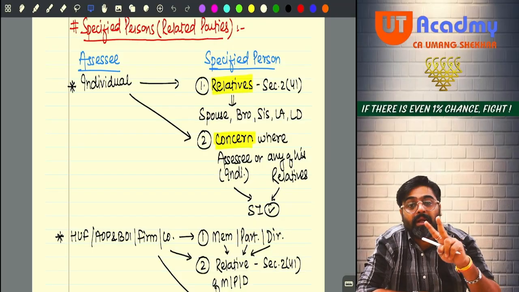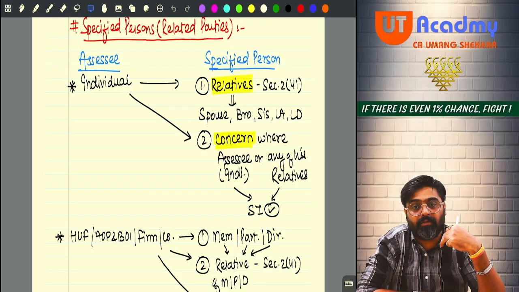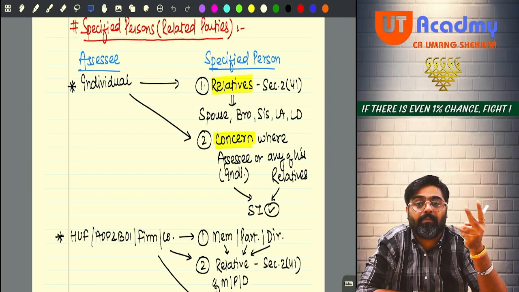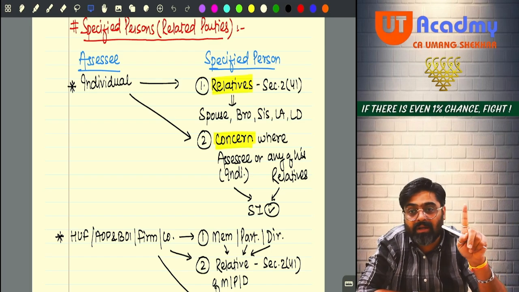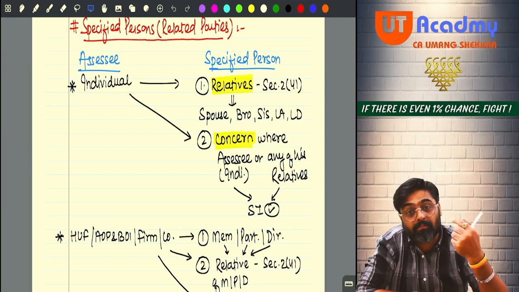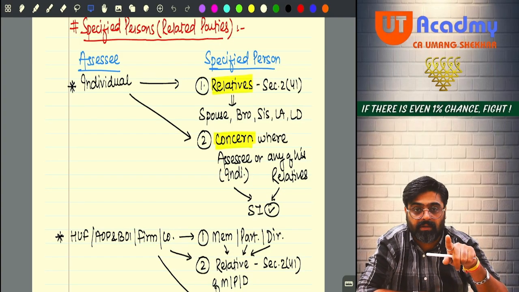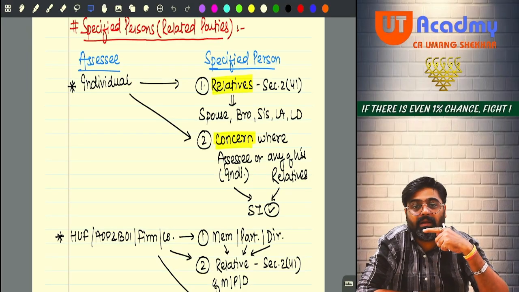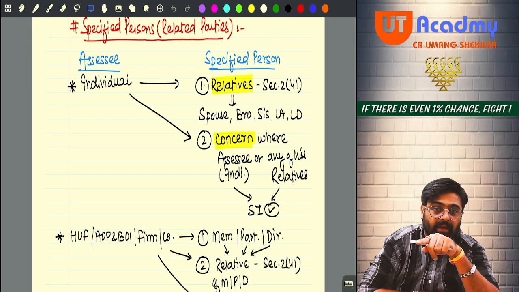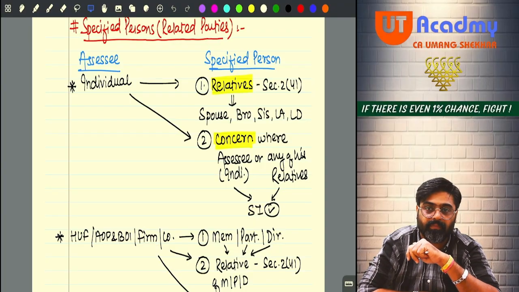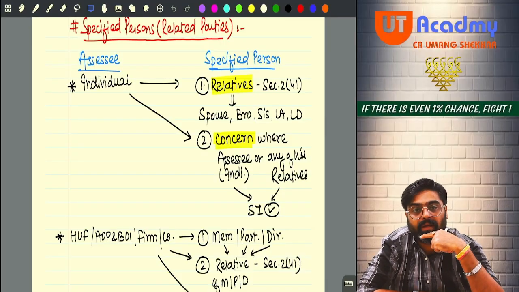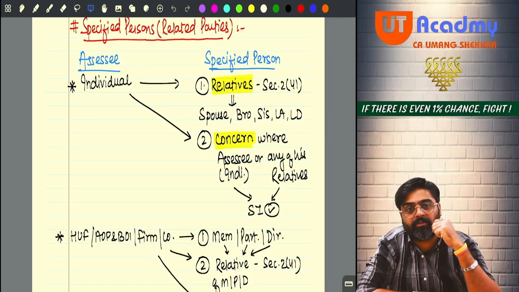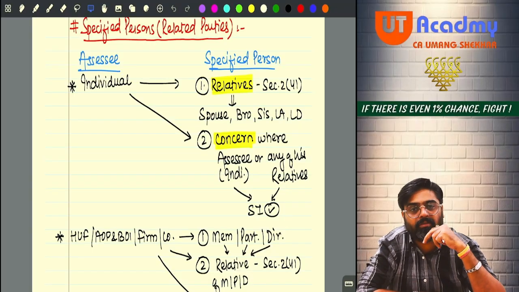Number two, brother, and number three, sister of that individual assessee. I am not talking about brother of my spouse. I am not talking about sister of my spouse. They are my brother-in-law, sister-in-law. They are not my brothers and sisters. My own brother, my own sister, they are my relative for the purpose of Income Tax Act under section 2 subsection 41. Getting my point? So as per 2(41), who is a relative? My spouse is my relative. My brother is my relative. My sister is my relative.